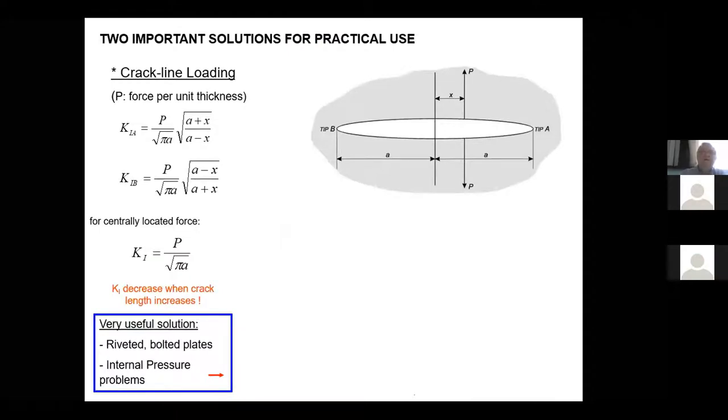Some other practical aspects: if there is a concentrated force at the crack edges, then we have a bit different expressions, and one a bit strange conclusion that for centrally located forces, K decreases when crack length increases, because you can see how this expression behaves, but this is what mathematics tells us.